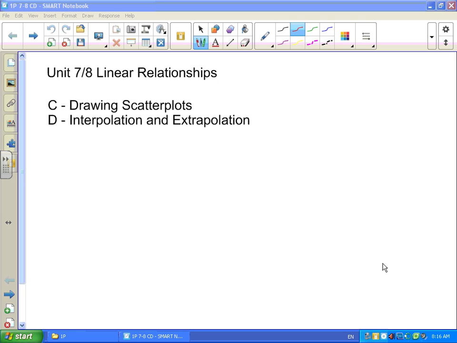In this lesson, we're going to take a look at some more material out of Unit 7-8, where we're working with linear relationships. And what we're going to look at specifically is some stuff from Box C here, where you need to draw a scatter plot by making a table of values and then plotting those ordered pairs onto the graph. And for some stuff from Box D, we're going to look at what is meant by interpolation and extrapolation. These are ways of getting additional values from your graph that don't appear in your table.